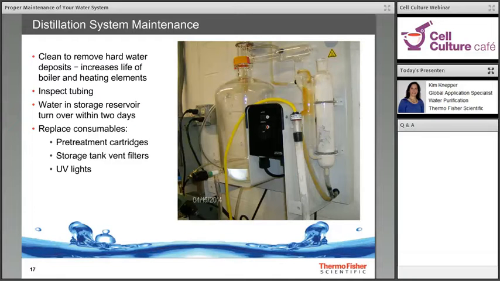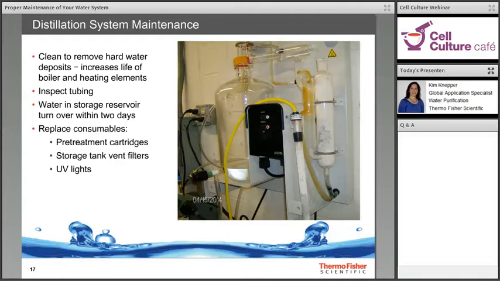However, hard water deposits will precipitate out and they will coat the inside of the boiling chamber and the heating element. So cleaning the still with acid will be necessary to remove that buildup, or over time it will shorten the element life or the boiler or the other components. Now, tubing going in and out of the still should be checked and replaced as necessary. When replacing the tubing, use the tubing recommended by the manufacturer, especially for the product water.